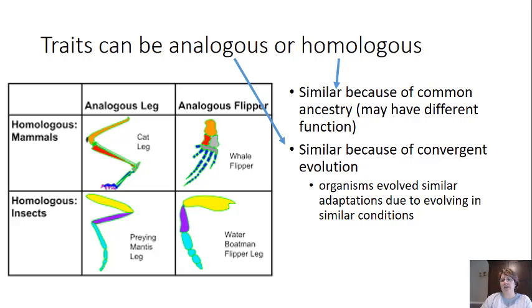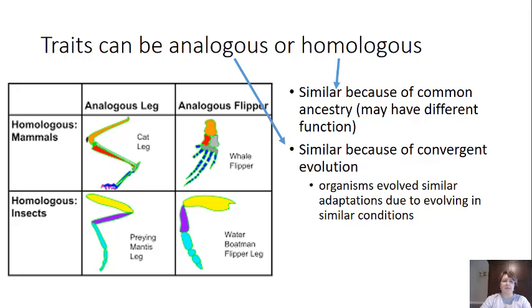because of convergent evolution. What that means is that they've evolved similar adaptations due to evolving in similar conditions. It doesn't have to be in the exact same habitat. You have rainforests in South America, and you have rainforests in Asia. So you could have an analogous structure because of similar biomes around the world.